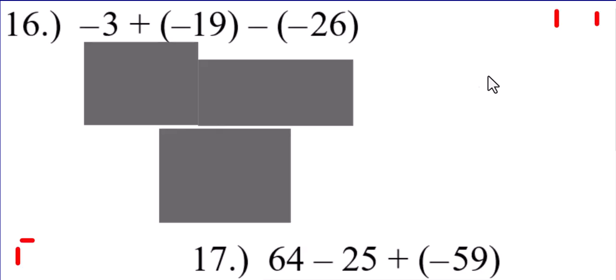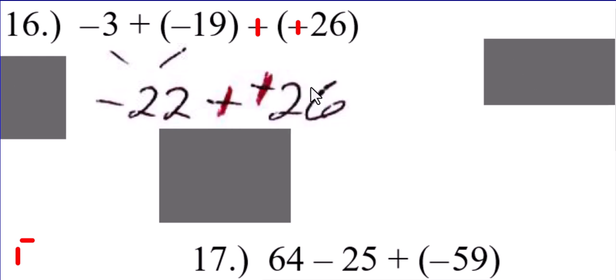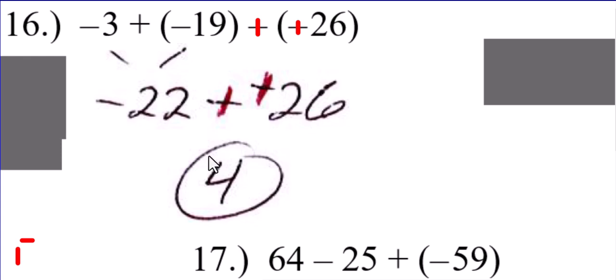Problem number 16. Subtraction is the same as adding the opposite. Now, the 2 negatives are already next to each other, so you can just go ahead and add them together right away, giving you negative 22. And then bring down that plus positive 26. A negative and a positive, you'll subtract. This one you could probably subtract in your head. The positive number wins. The positive number has the bigger absolute value.